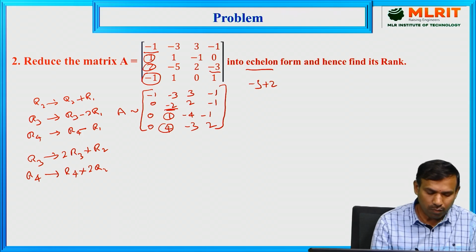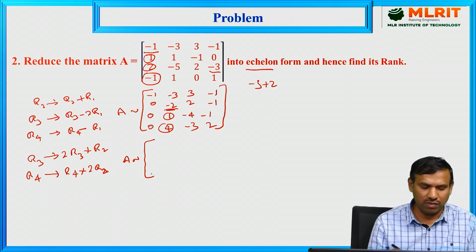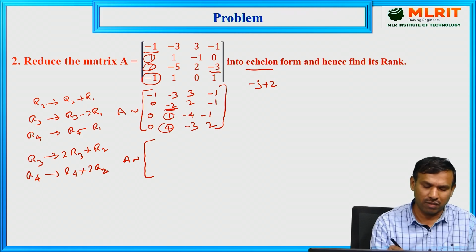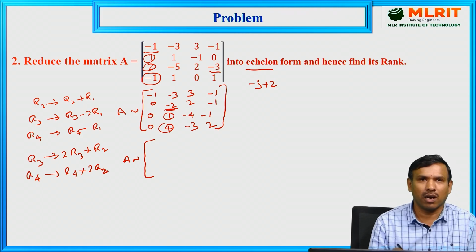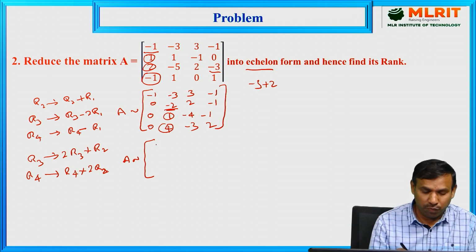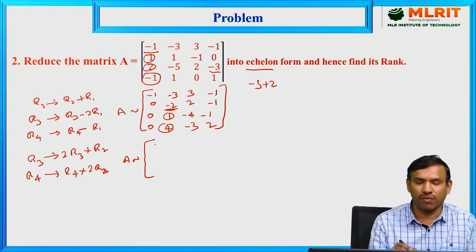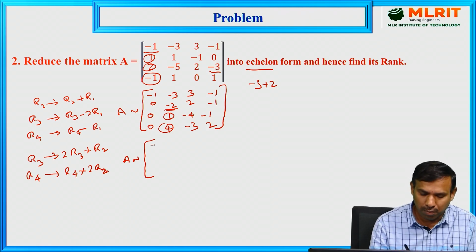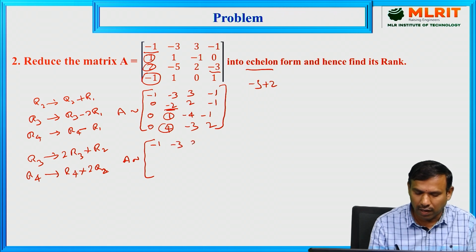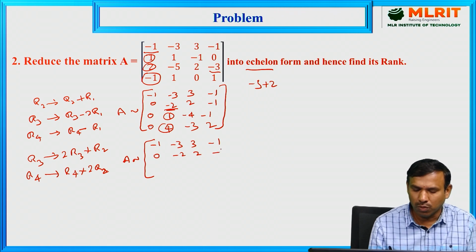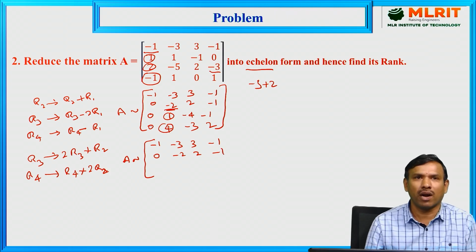Okay. Now, is it correct? Check it once. 2 into minus 2 into 1, 2. Minus 2, 0. First row no change. Second row no change. So the first row task is completed. We should not use the first row. The second row we have to use. Minus 1, minus 3, 3. Minus 1, 0, minus 2. 2, minus 1. Two rows we are not changing.